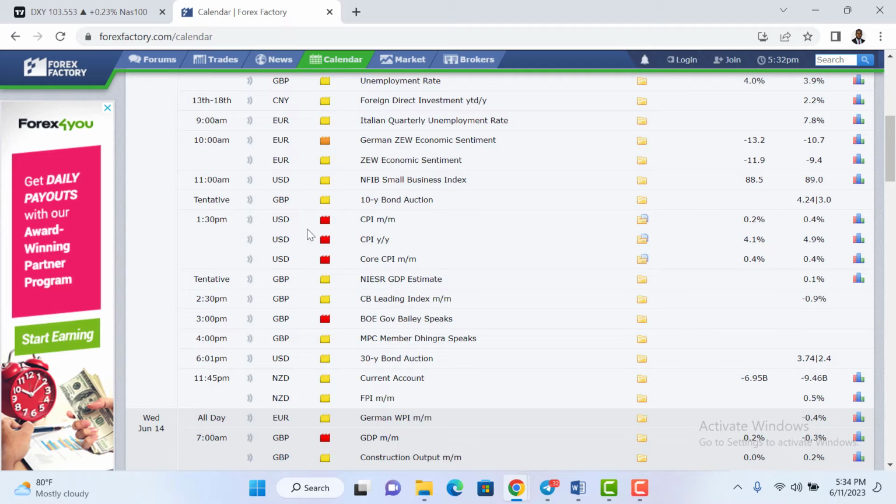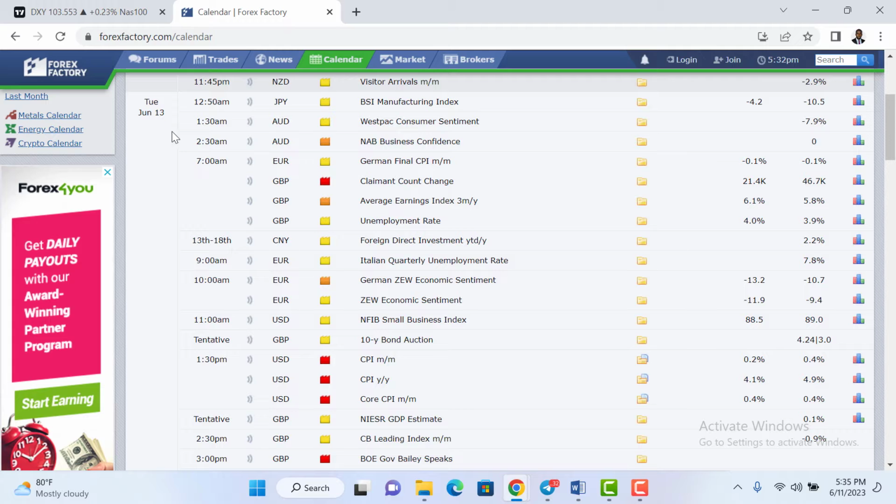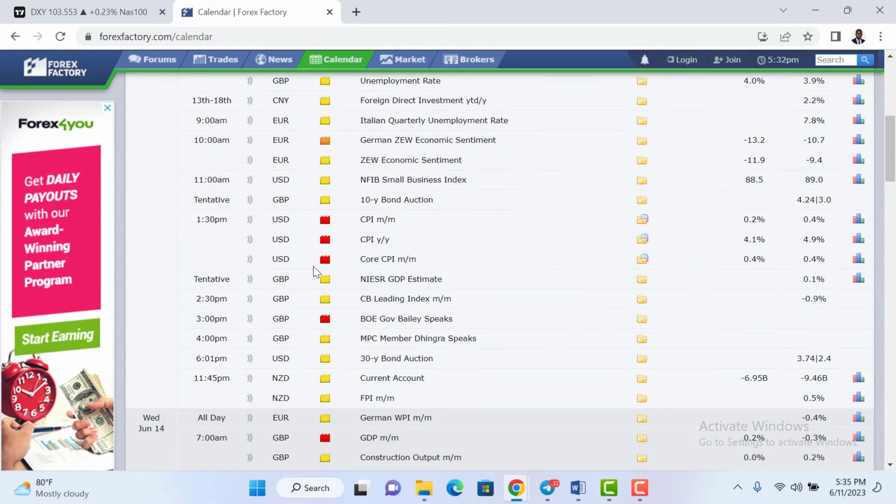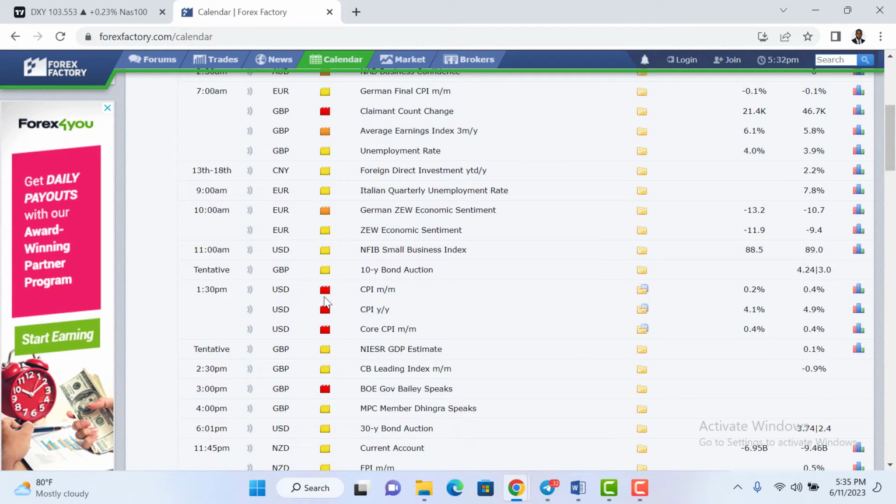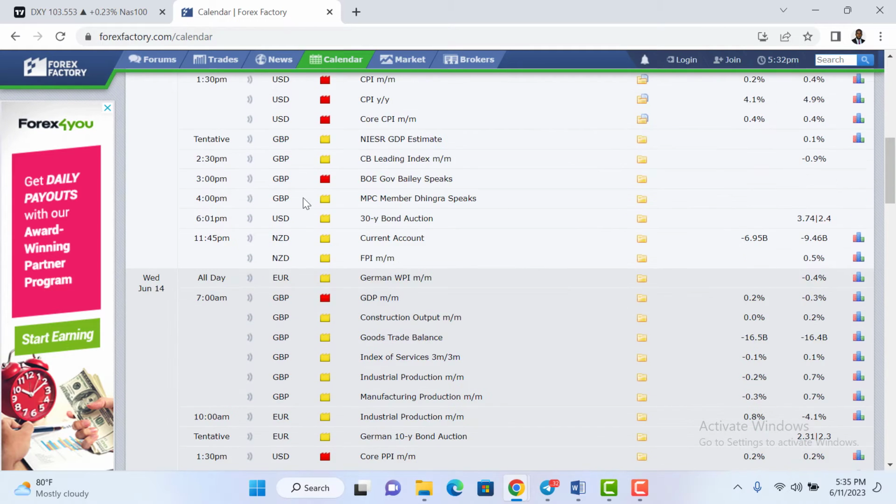Then at 1:30 p.m. we're going to have high impact news coming on the dollar, and the type of news event here is the CPI. It's the CPI news event unfolding at 1:30 p.m. on Tuesday 13th of June 2023. So I will be taking note of this trading day, especially during this time. Then we still have a high impact news event unfolding around 3 p.m. GMT+1 on the GBP pairs.